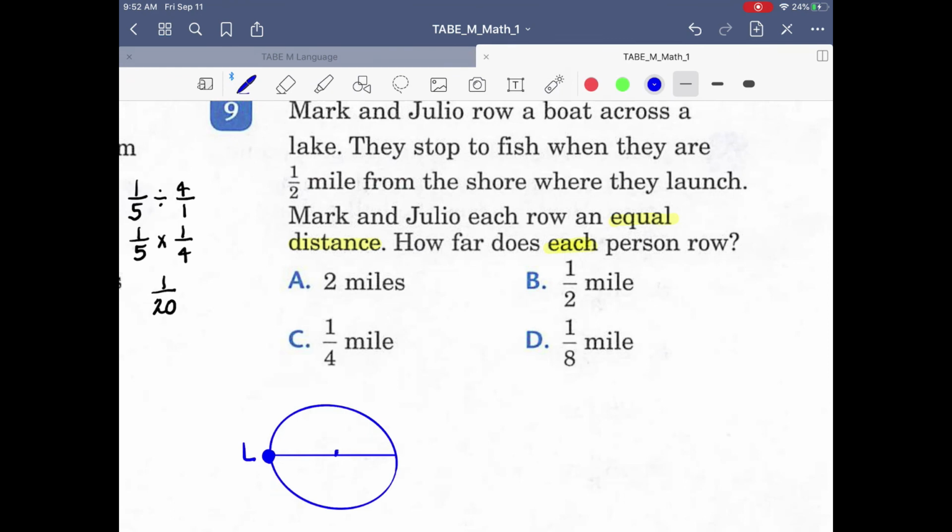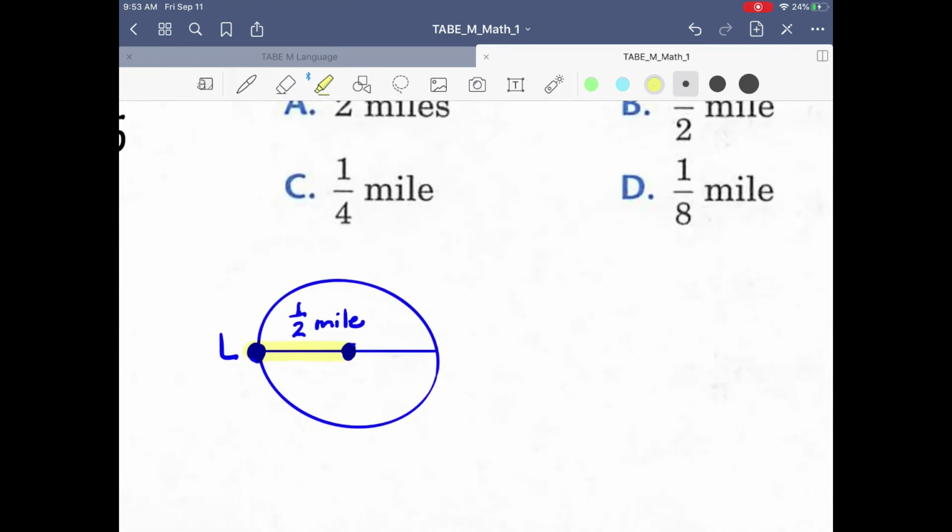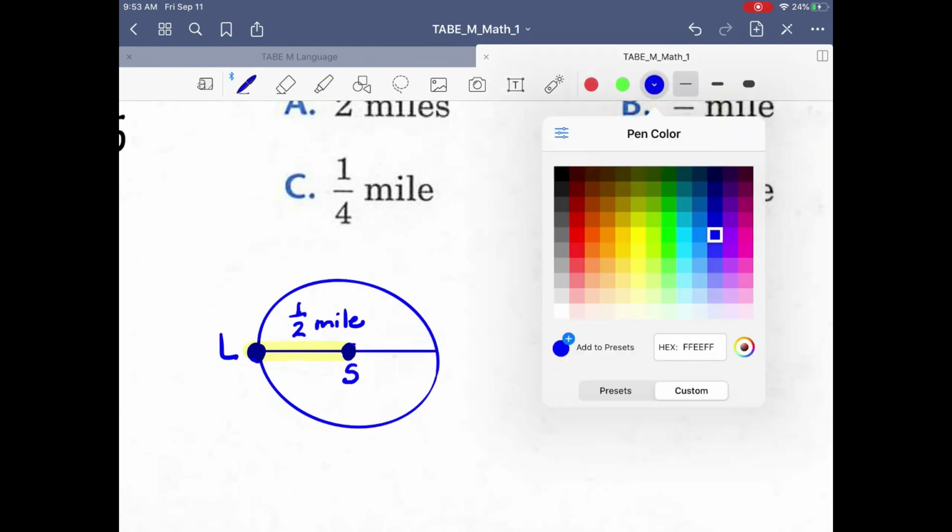They stop halfway. They don't go, or I'm sorry, they don't stop halfway. They stop 1/2 mile from where they launched. So we're really just looking at this distance. You don't have to worry about any of the other distance. We're looking at where they launch and where they stop, and we know that that's a total distance of a half mile.